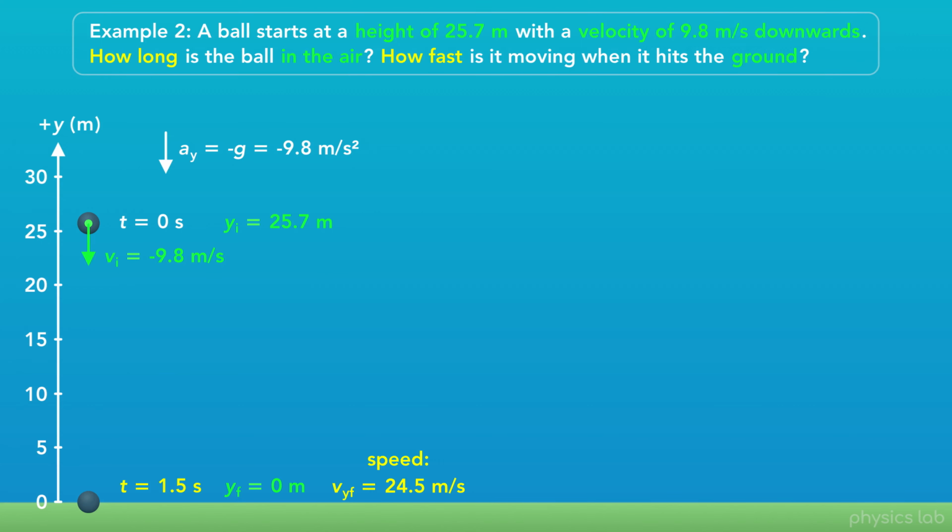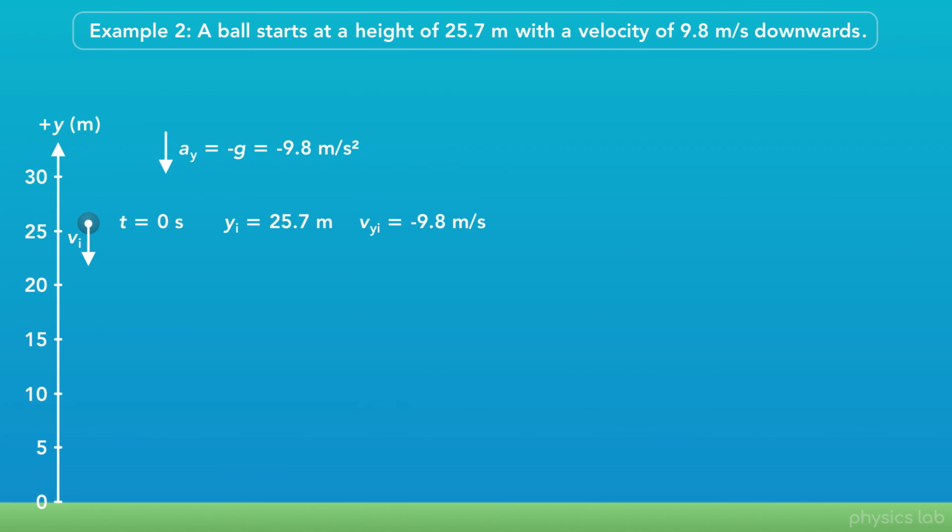Now let's explore this motion in more detail. An object starts at a height of 25.7 meters with an initial velocity of 9.8 meters per second downwards. Here's what this motion looks like. And here's a snapshot of the ball at half-second intervals. Like the last example, the ball falls a greater distance during each time interval because it's accelerating. But this time, the ball starts with some velocity, so it moves further in the first interval compared to when it was dropped from rest.